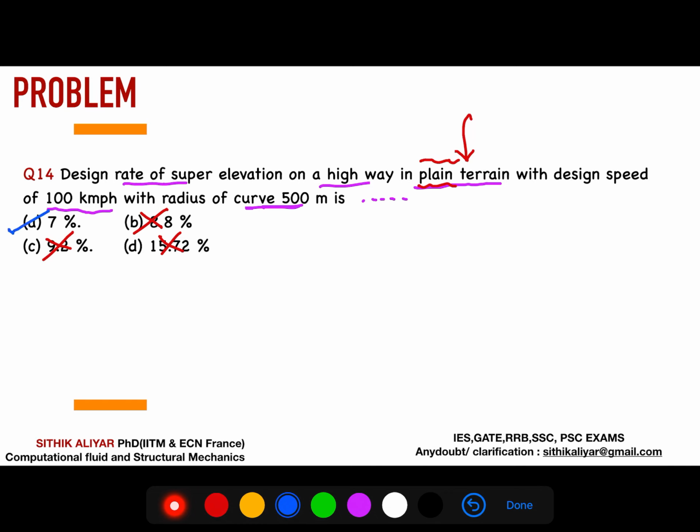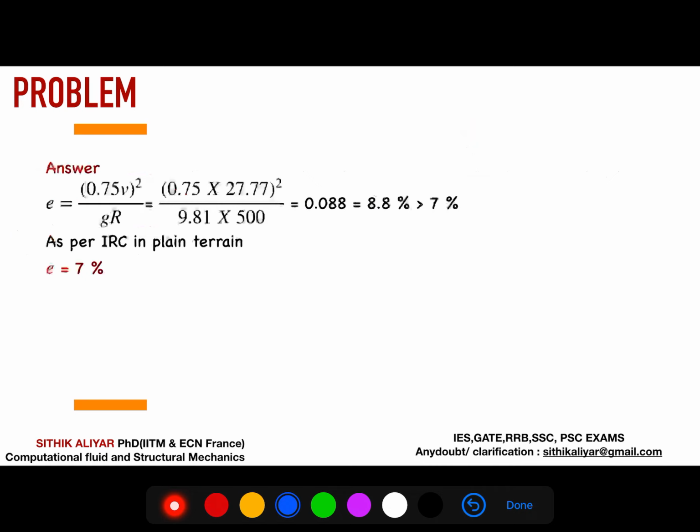7 percentage can be an answer. Without even solving you should know your answer, but anyhow I have shown it to you. I hope you remember the design steps, we are going to do the same. If you don't know this number, 7%, the IRC suggestion that you cannot go more than 7%, you may tick your 8.8%.